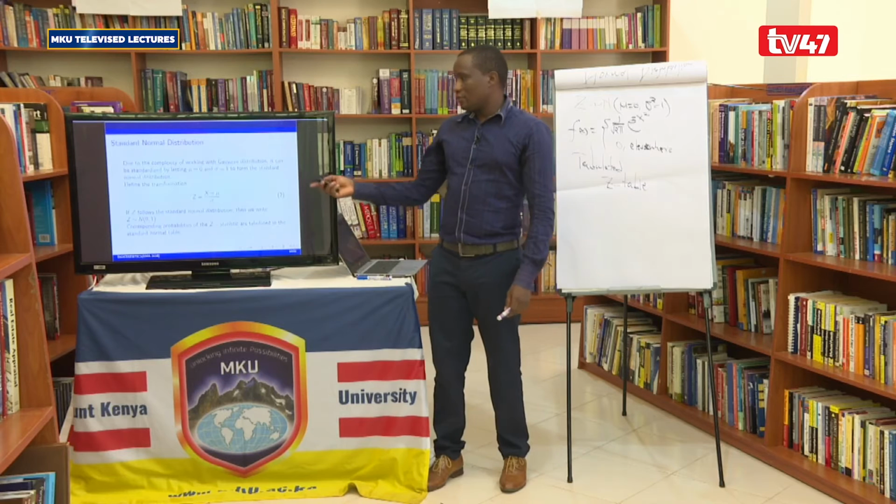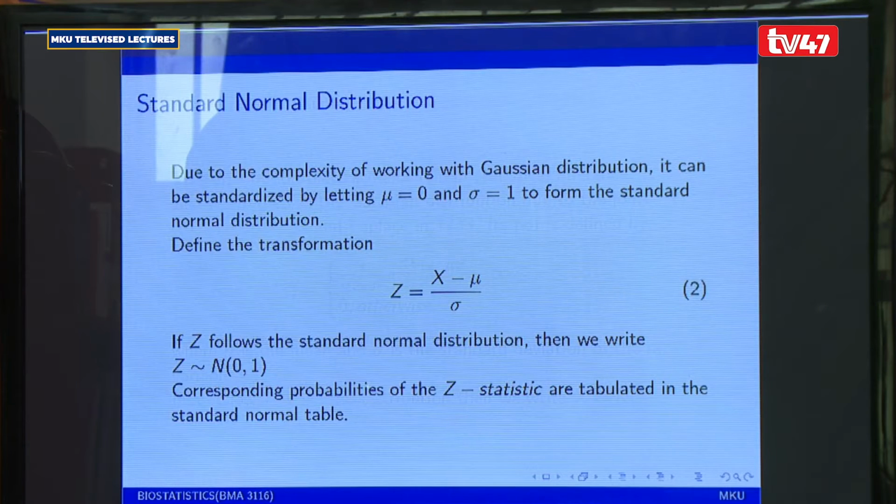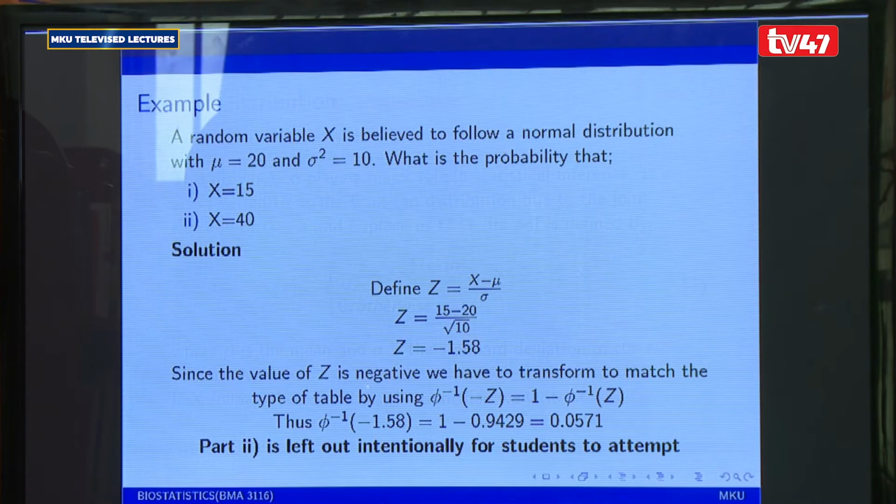The standard normal distribution derivation expression is as follows. Then we can look at an example of how the standard normal table can be used to find the probability of certain values of x given the normal distribution. Now, a random variable x is believed to follow a normal distribution with mu equals 20 and sigma squared equals 10. Note that in this case, the mean is 20 and the variance is 10. Now, we want to check what is the probability that x is 15.